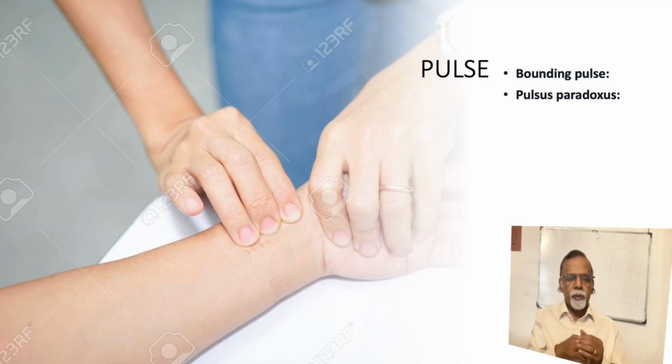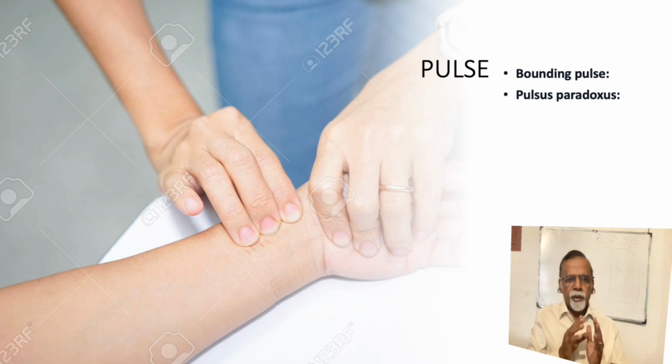Now it is time to examine the pulse. Examine for a minimum of 1 minute. The important finding to look for is a bounding pulse in a COPD patient. You can get pulsus paradoxus in severe asthma and COPD. Details will be discussed in the session on pulse.